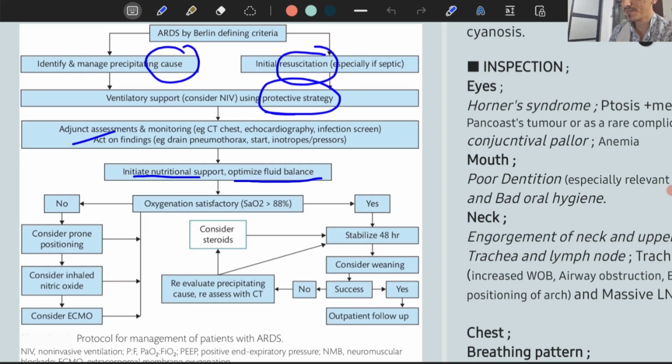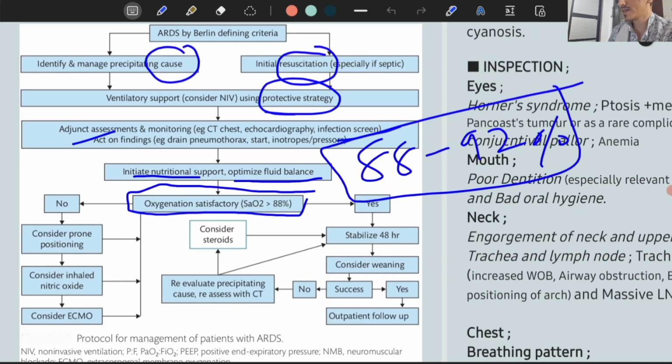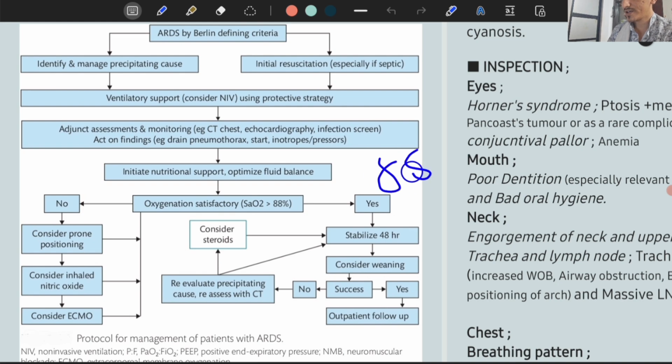Now you will see the patient's saturation. The target in ARDS patients is 88 to 92. Don't go more than 92, it will cause hyperoxia and oxygen injury. And if the saturation is less than 88, then it will cause hypoxic injury. So you maintain the saturation between 88 to 92 ideally.